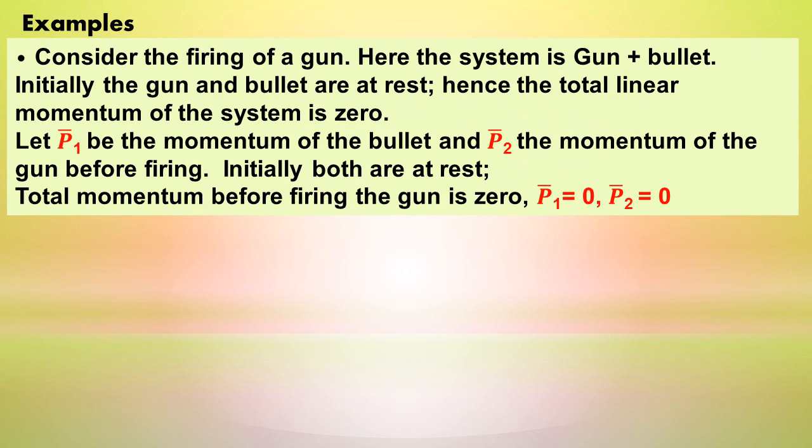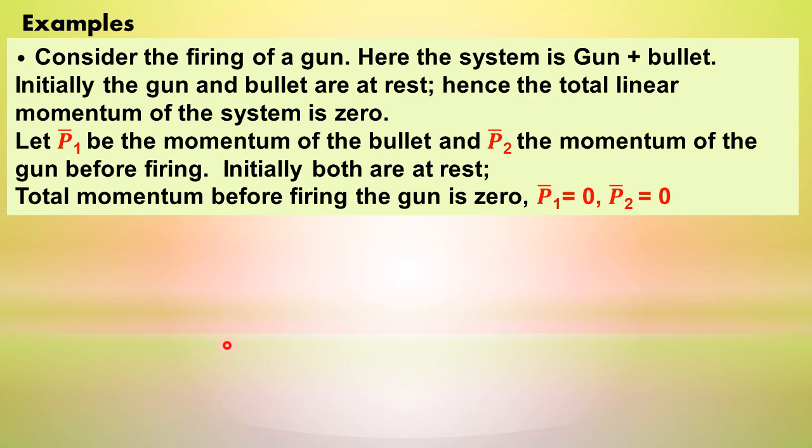Let's see some examples for this total linear momentum. First one, let's consider the firing of a gun. Here the system is gun plus the bullet. Initially the gun and the bullet are at rest, hence the total linear momentum of the system is 0 because there is no force inside acting on the bullet to make it jump out.